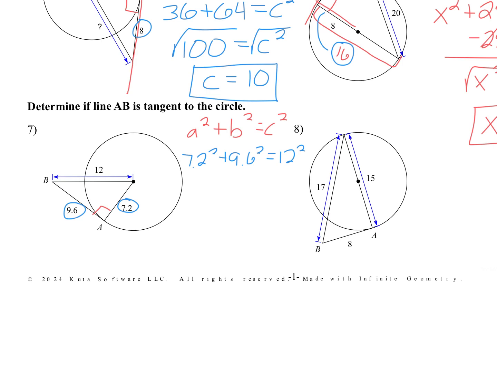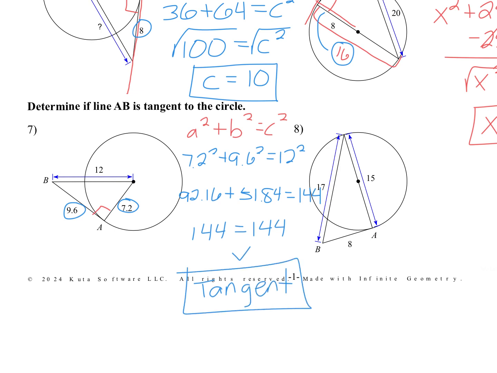And then evaluate. Don't round until the very end. So keep your decimals. We have 92.16 plus 51.84, and that equals 144. What do I do when I get to this point? I'm just going to add this side together. I do get 144 equal to 144. So what does that tell me? Tangent. They are tangent. Okay, if they are the same, that means they are tangent. What if we got 120 equals 144? Not tangent. Not tangent. Okay?